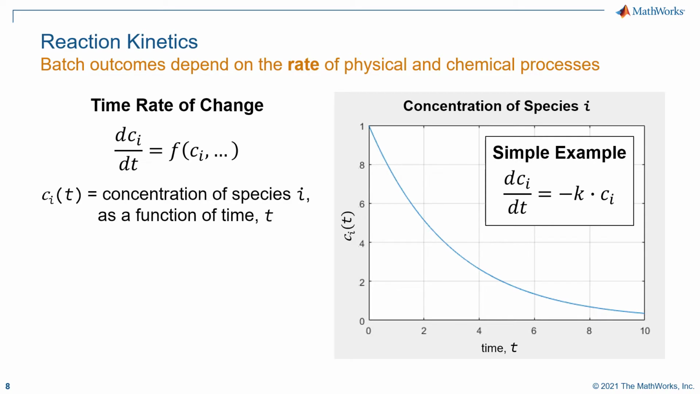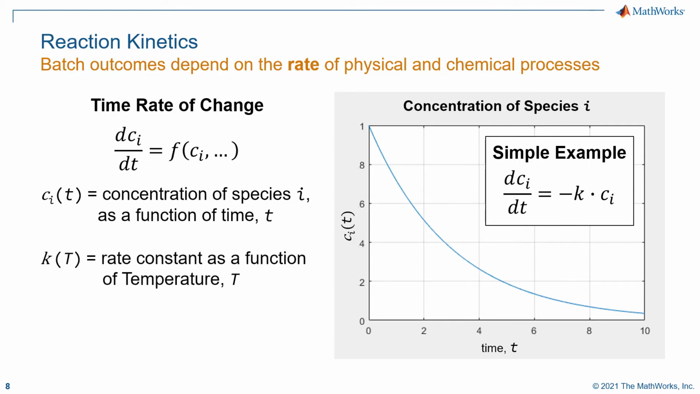A simple example would be where the rate of change of a single substance with respect to time is the negative of some number k times the concentration itself. If k is a constant, this is just an exponential decay, which can be solved analytically. Or, as is the case in the example we'll look at today, the rate constant of the reaction is often a function of temperature. These can be extremely complex nonlinear functions, so these models are usually empirically derived from data.